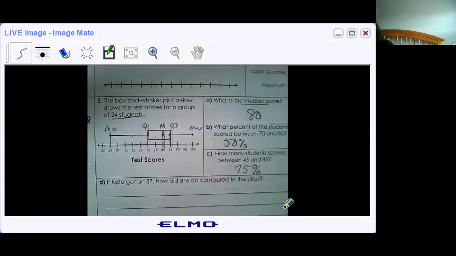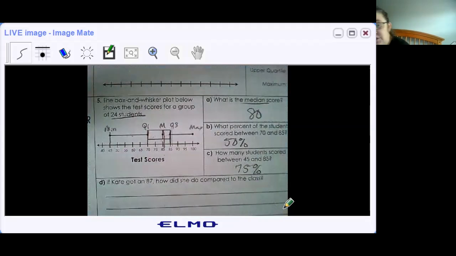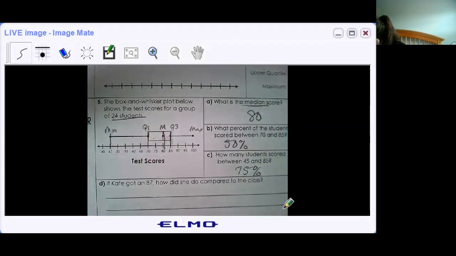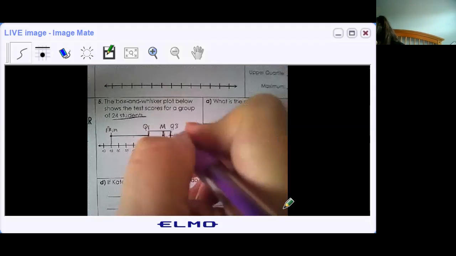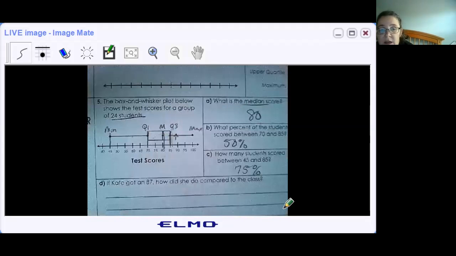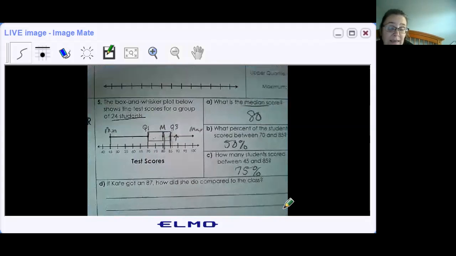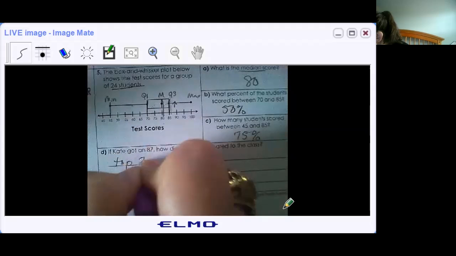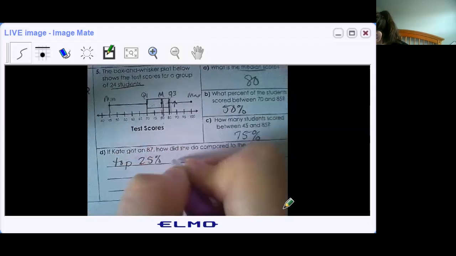If Kate got in there with 87, how did she compare with the rest of the class? Well, where would an 87 fit? An 87 would be like right here. So are there a bunch of different things we could say about Kate and her grade? Well, which quartile is she in? Which section of the graph is she in? She's in the top 25% of test scores.